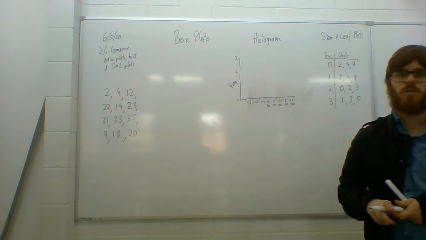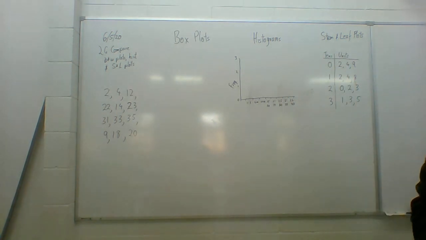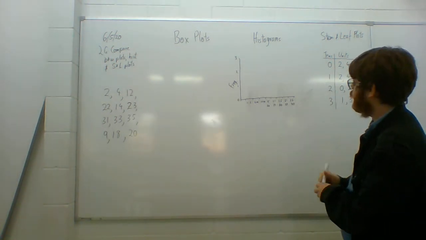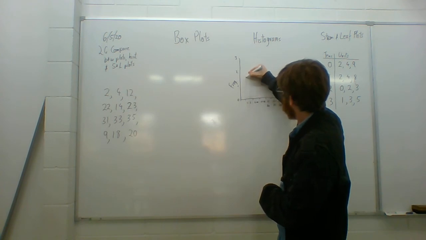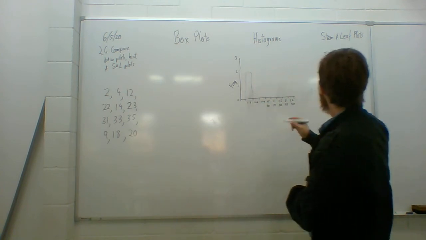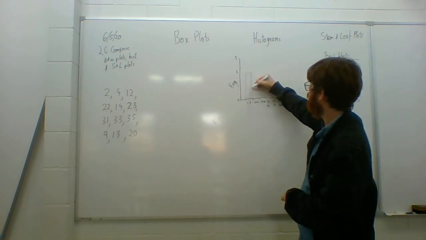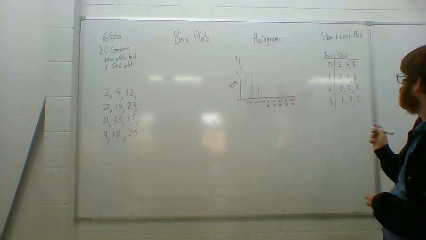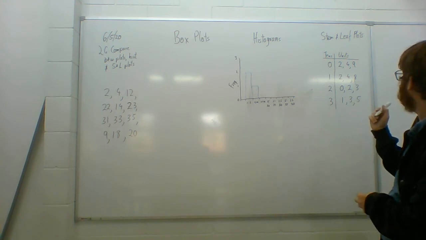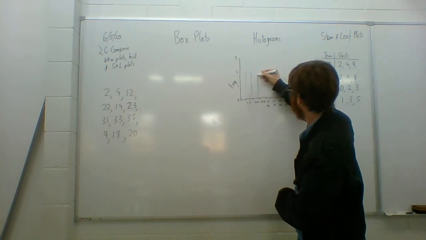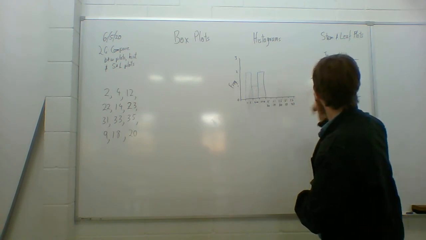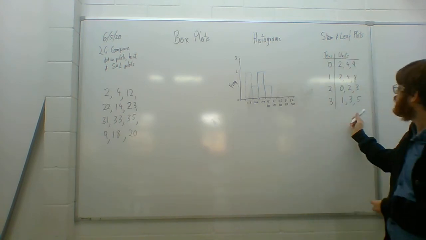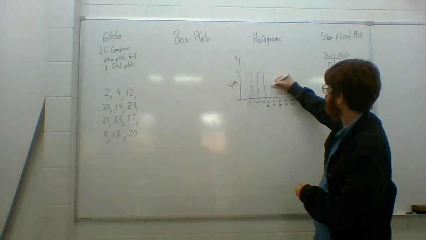We're going to put in how much of our data is between 1 and 5. It's 2. How much of our data is between 6 and 10? It's 1. Between 11 and 15, it's 2. Between 16 and 20, 1 again. Between 21 and 25, we have 3.